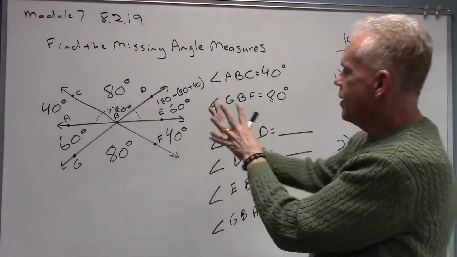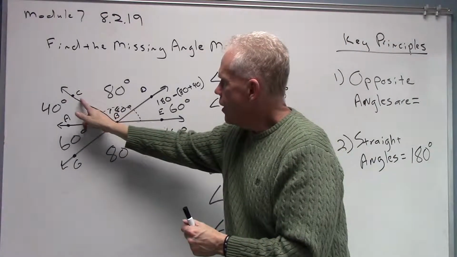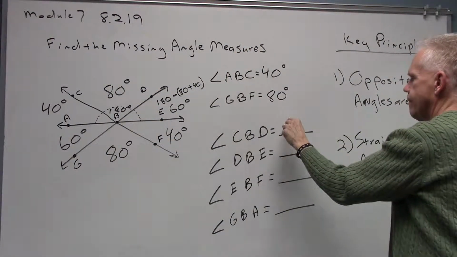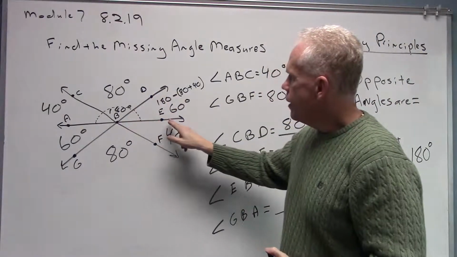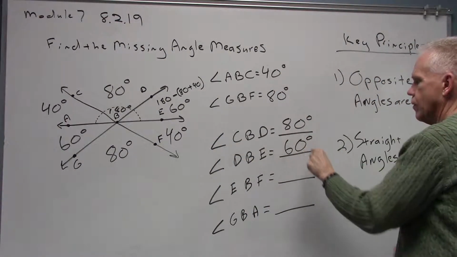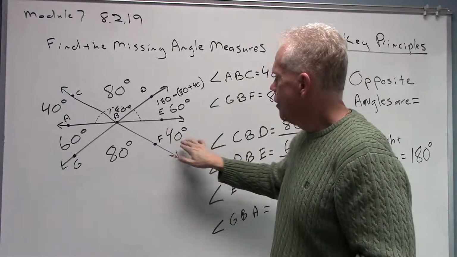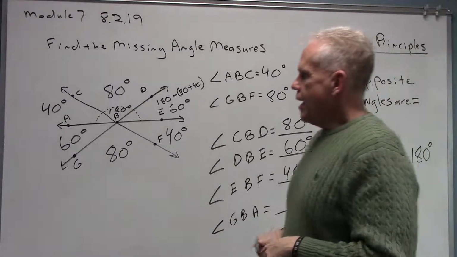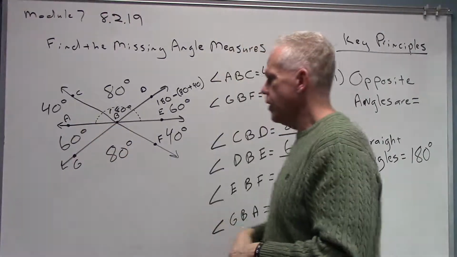Now let's see if we can make some sense out of all this and put it in here. CBD, 80, right there. DBE, right here, 60 degrees. EBF, here, 40 degrees. And finally, GBA, right here, 60 degrees.